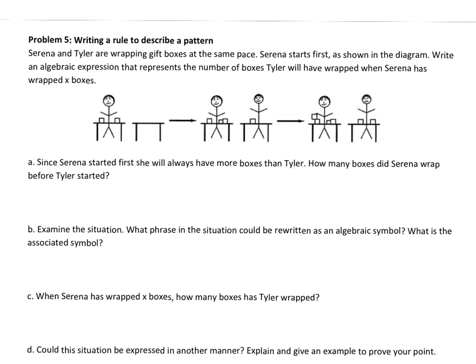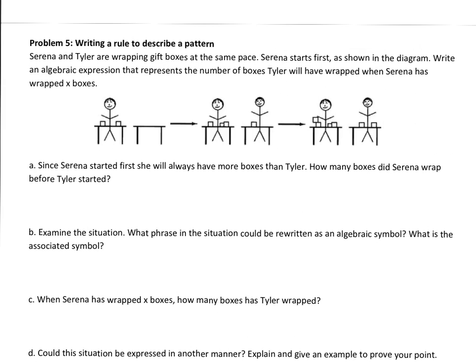So our last example, everybody's favorite, a context, okay? So writing a rule to describe a pattern. Serena and Tyler are wrapping gift boxes at the same pace. Serena starts first, as shown in the diagram. Write an algebraic expression that represents the number of boxes Tyler will have wrapped when Serena has wrapped X boxes.